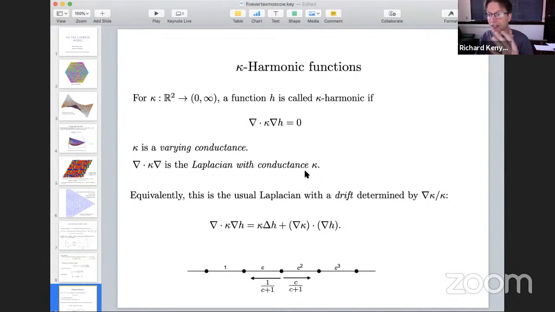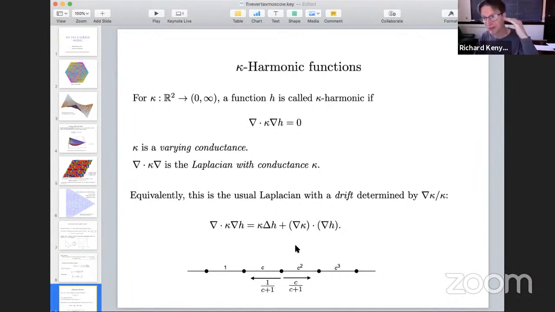And if you like to think in probabilistic terms, you can think of this as the Laplacian with a drift, which is determined by the gradient of kappa over kappa. Because you can rewrite the kappa conductance Laplacian: if I apply it to h, I can rewrite it as kappa times the usual Laplacian of h plus the gradient of h dotted with the gradient of kappa.